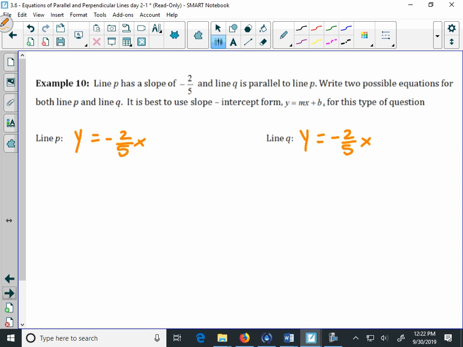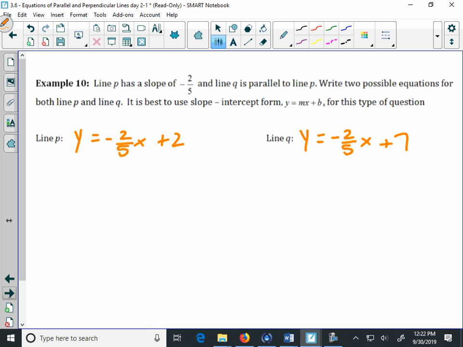Give me a y-intercept for line P. 2. So this could be +2. Give me a different y-intercept for Q. There you go. Those are two possible. You could have put -1,000 if you wanted to. That's one of them. You could have put -10 or -2. It doesn't matter what your y-intercept is. In order for them to be parallel, they have to have both a slope of -2/5.